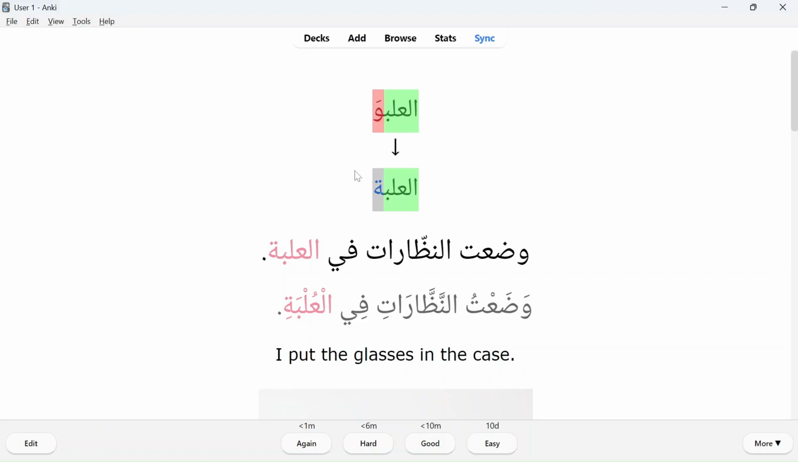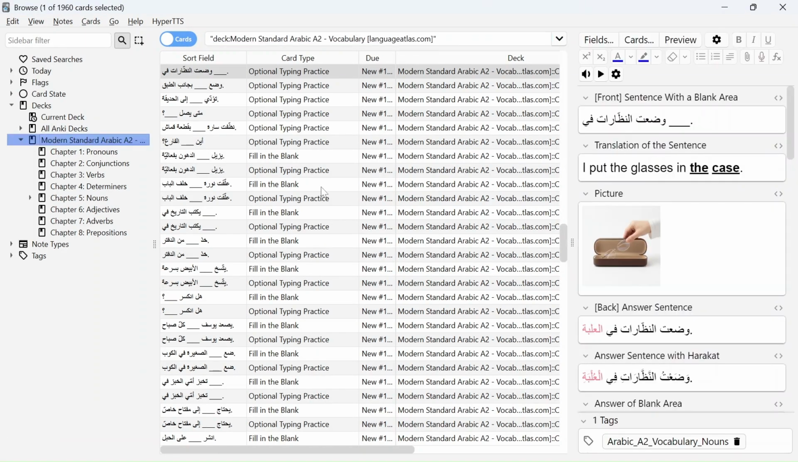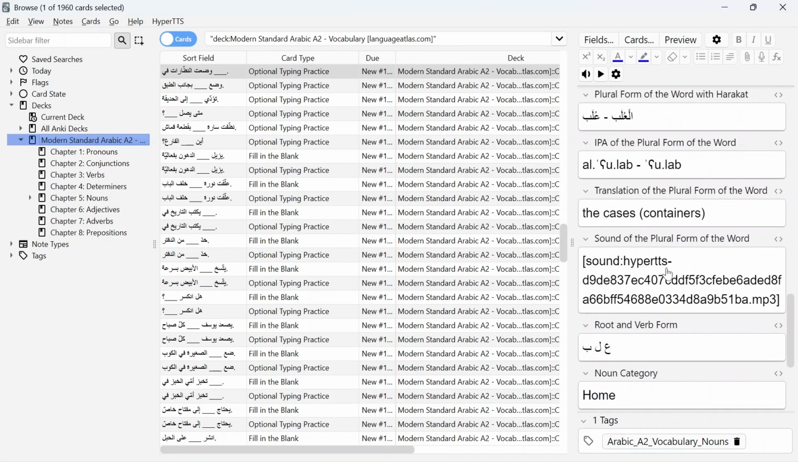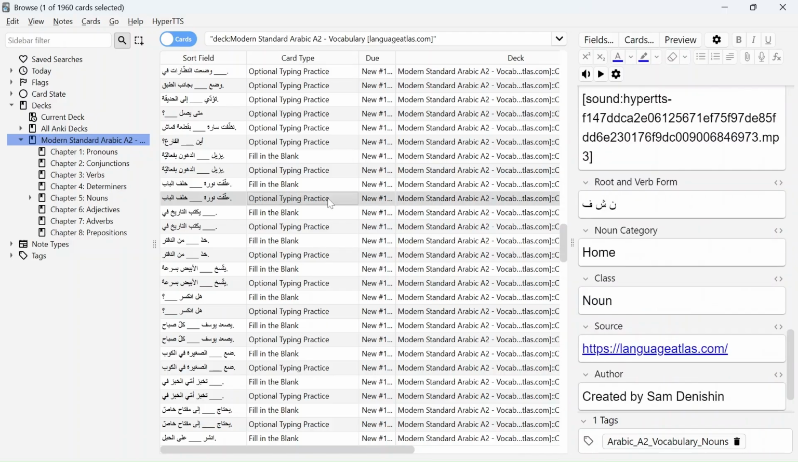But let's say you want to go back to the first card type only, so only the fill in the blanks. What do you do? If you want to get rid of the typing exercise, you click on Browse, you go to the deck, Arabic A2, and essentially you have to get rid of all of these yeses over here. But this takes a very long time to do one by one, so I'll show you a faster way.